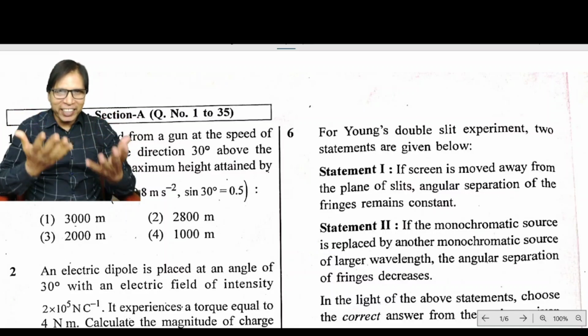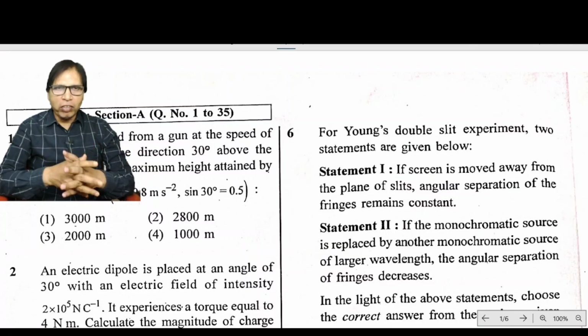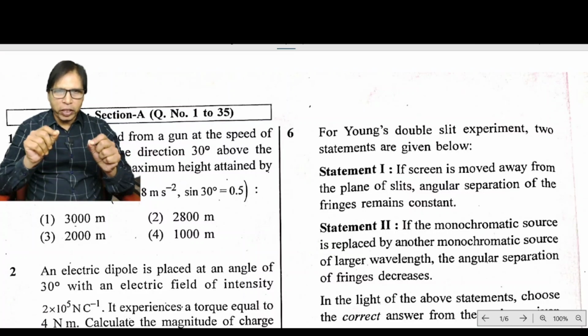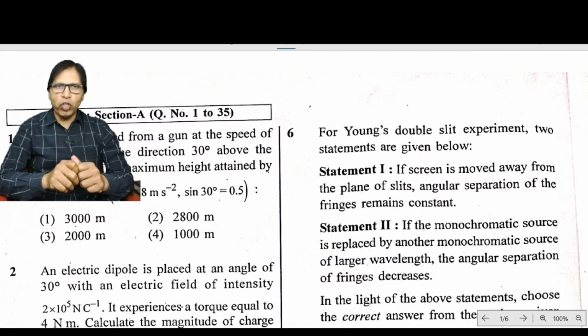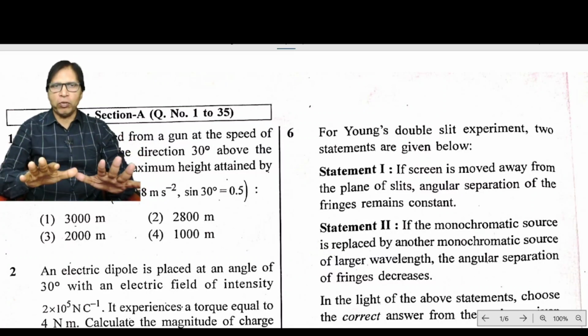Today I will be discussing the solution of the 2023 NEET question paper. This solution will be extremely easy for you.